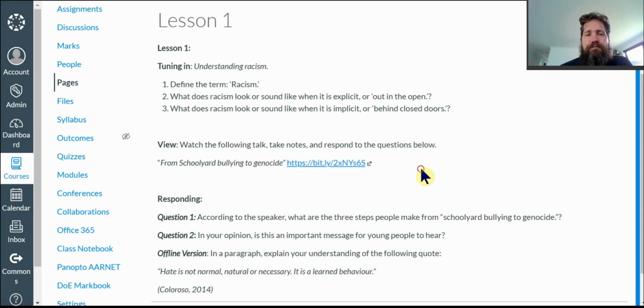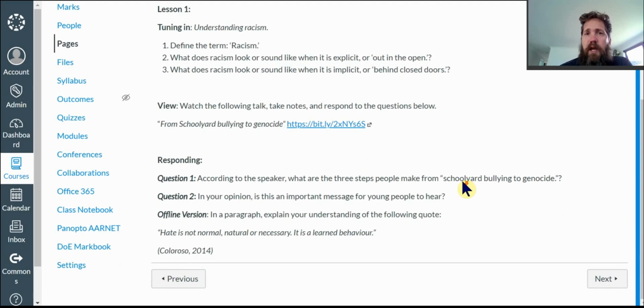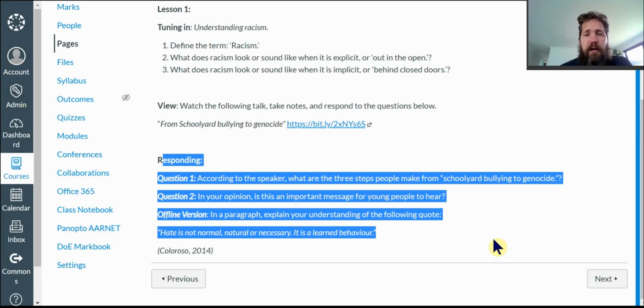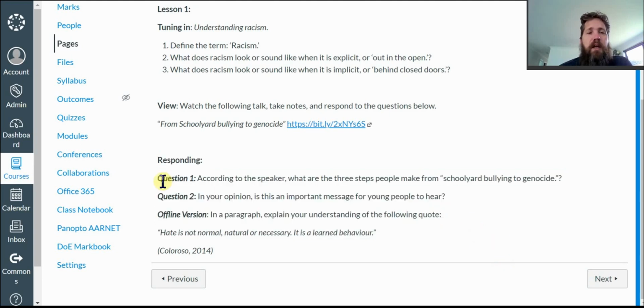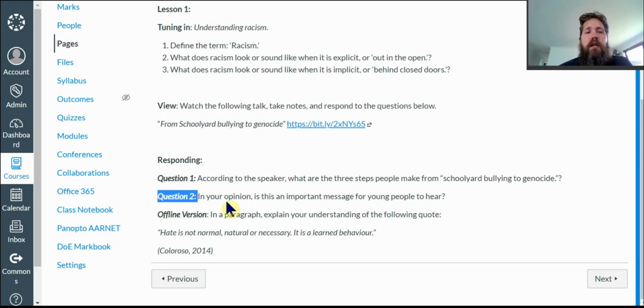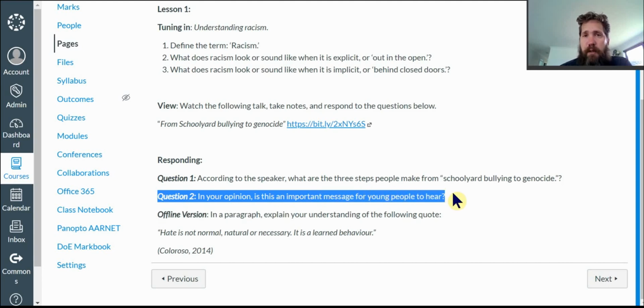Okay. After you've watched that talk and you have written down some key ideas, there are 3 questions that you'll need to answer in your reading diary, that Microsoft Word document. Respond to these please. Question 1. According to the speaker, what are the 3 steps people make from schoolyard bullying to genocide? Question 2. In your opinion, is this an important message for young people to hear?